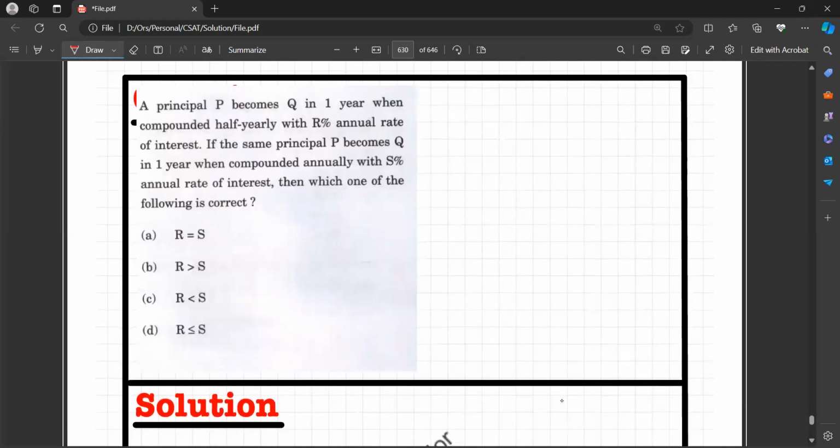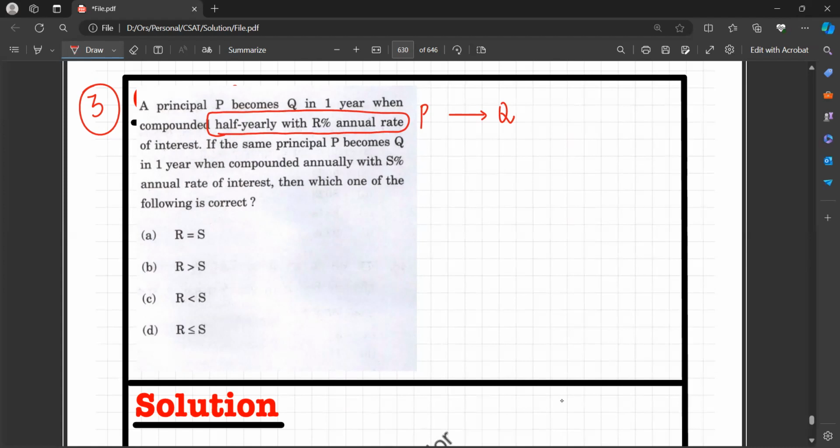This will be question number 3. A principal P becomes Q in 1 year when compounded half yearly with R% annual rate.